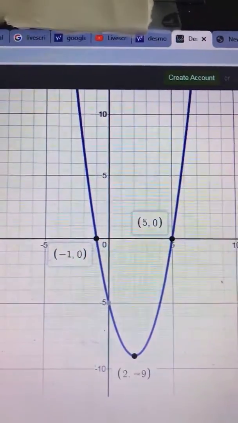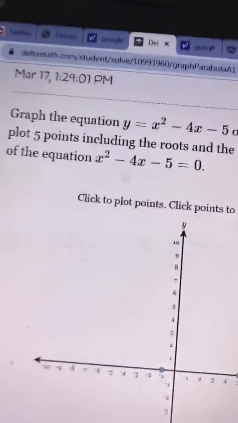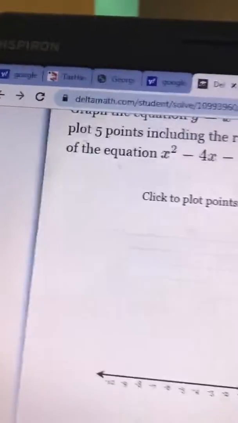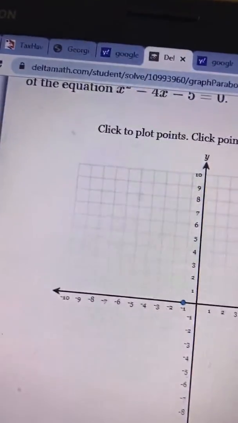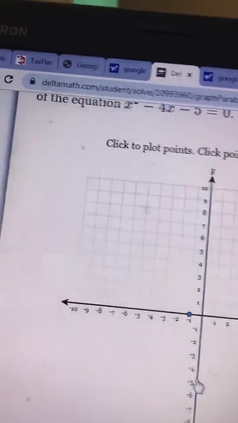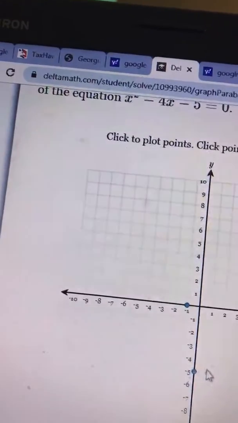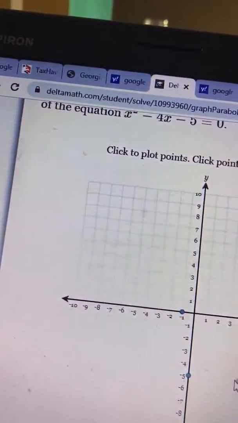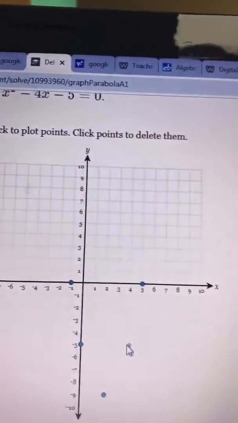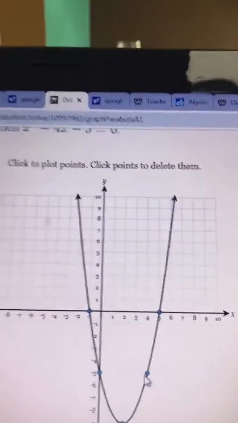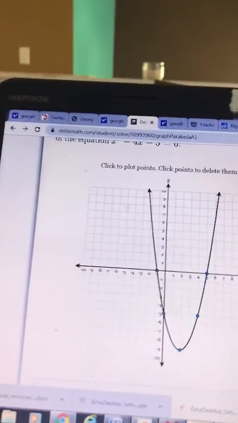So let's go back to Delta Math. I was trying to do it in here, but since I already know the y-intercept, it was not a lot of math to do because the y-intercept is actually given in the equation. We'll talk more about that. And then we know that 4 and -5 would be our other point. Our parabola is perfectly graphed.